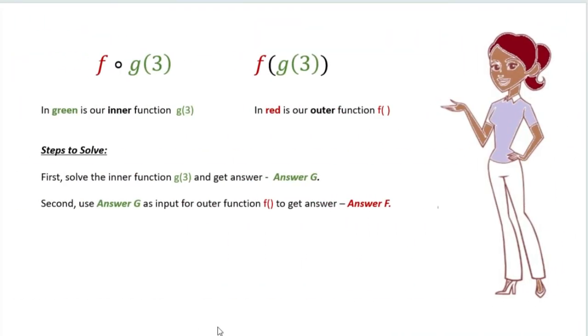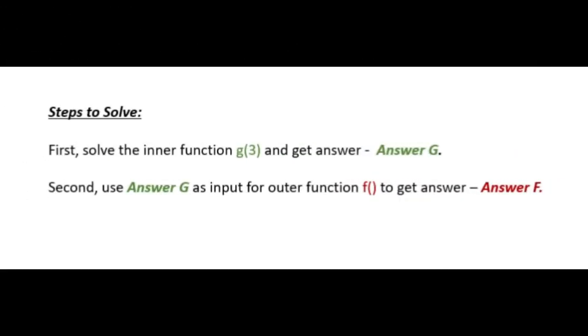So here I'm showing you two ways of writing a composite function. Here we have f of function g with the input of 3, and it can also be written as f with a parentheses with the g function with the input of 3 inside of function f. So in green is our inner function g, and on the outside in red is our outer function, which is f. There are basically two steps to solve a composite function.